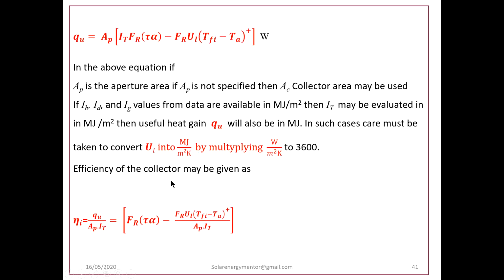Now the efficiency of the collector may be given using this expression. The instantaneous efficiency we can define as Qu, the useful heat gain rate, upon the input to the collector, AP, the collector area, into IT. So that comes out to be FR tau alpha minus FRUL (TFi minus Ta) upon IT. So this is the expression for the efficiency. This is just a simplification.